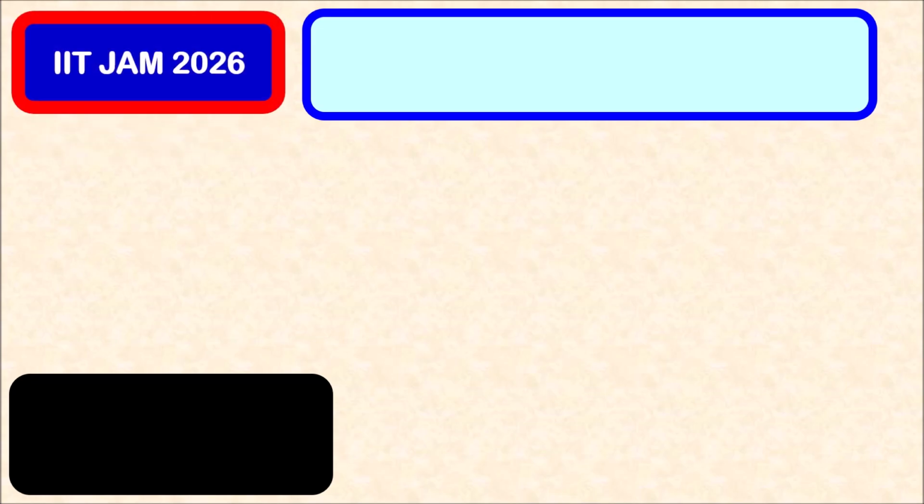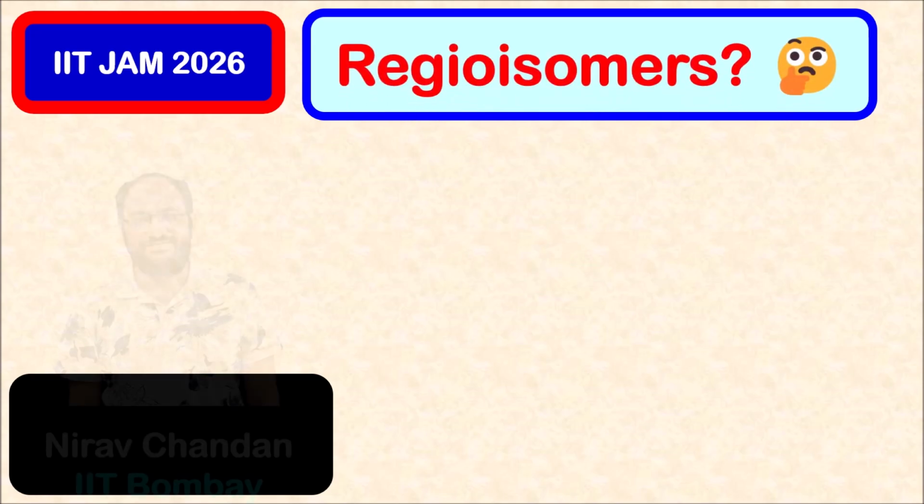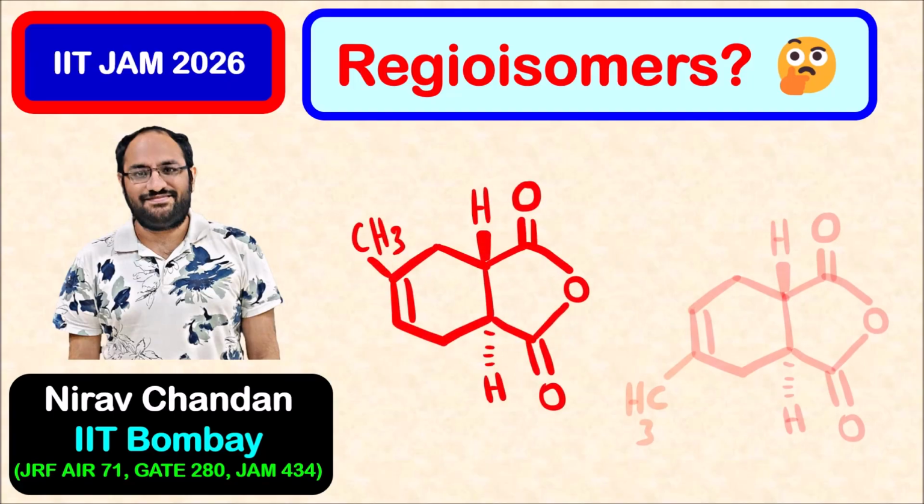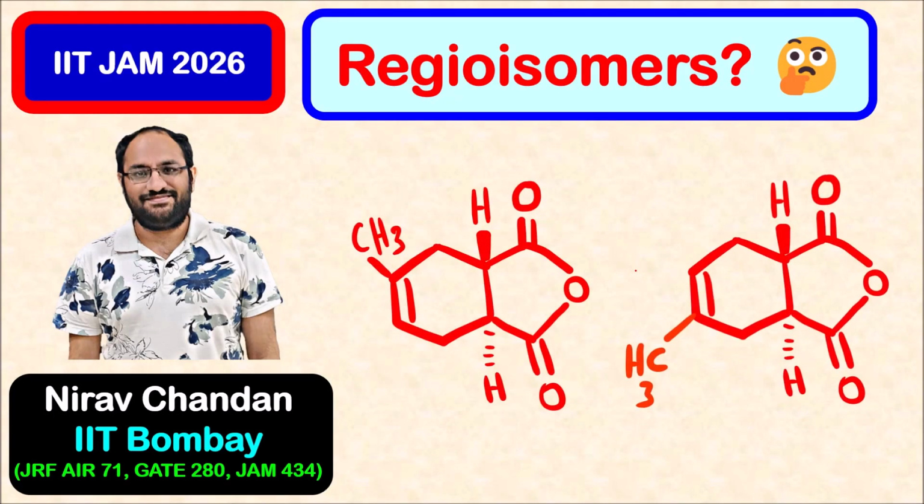So in this video we are going to solve this question of JAM 2026, that is this year's paper, and the question is these two molecules are given and we have to identify the stereochemical relationship. That means whether they are identical, regioisomers, enantiomers or diastereomers.